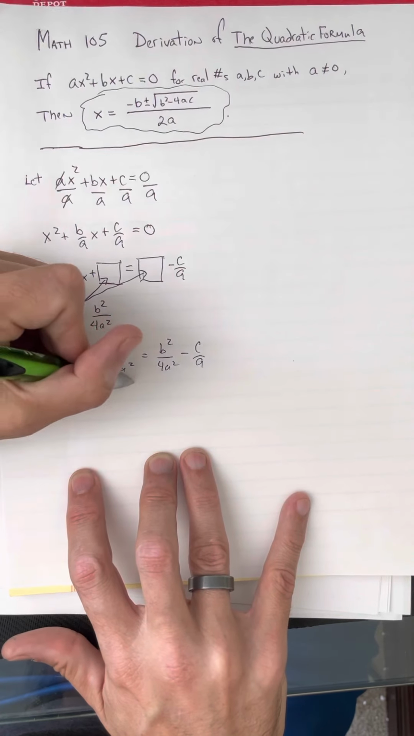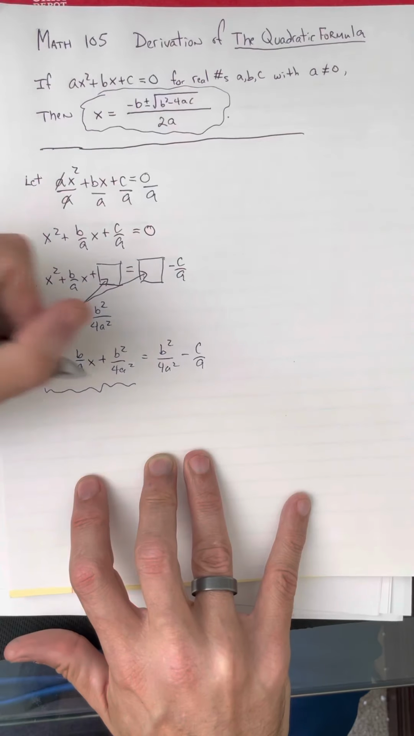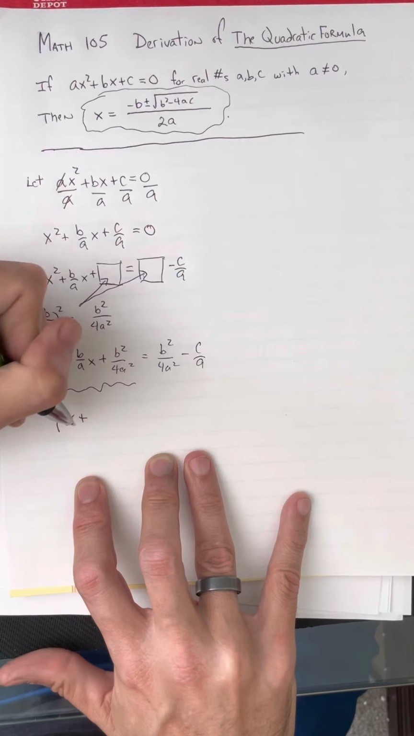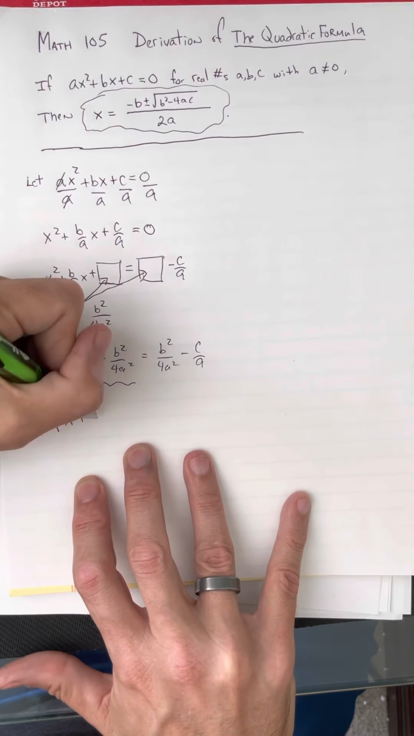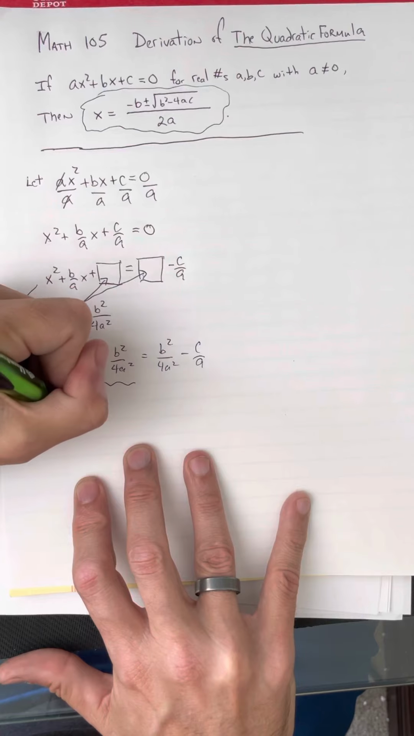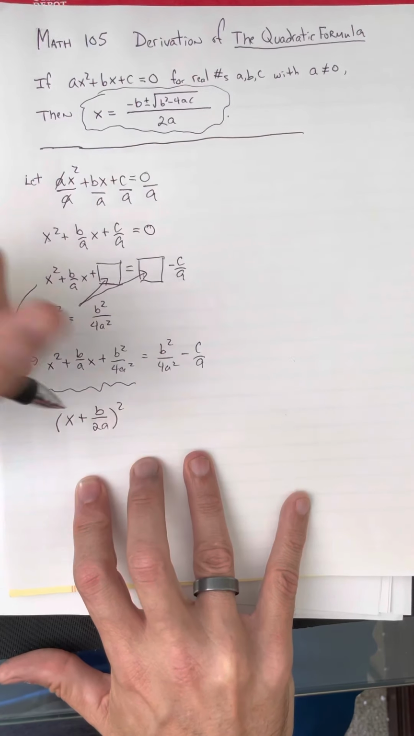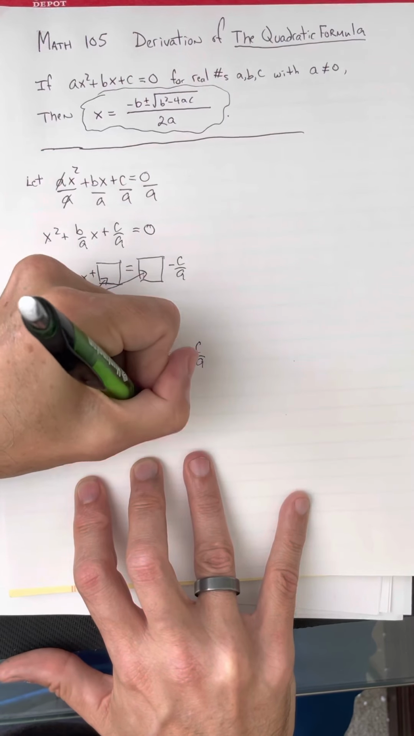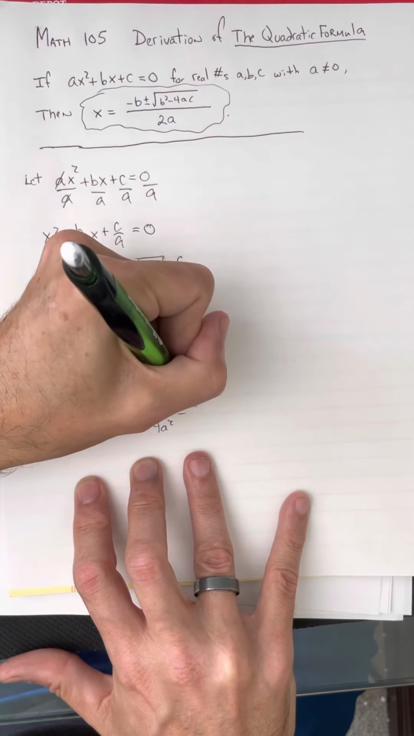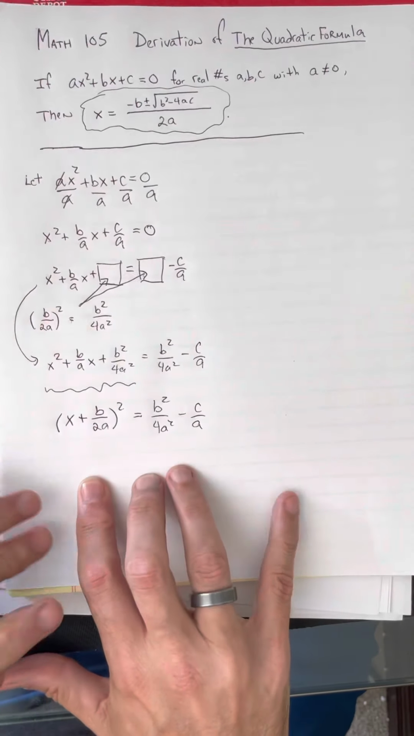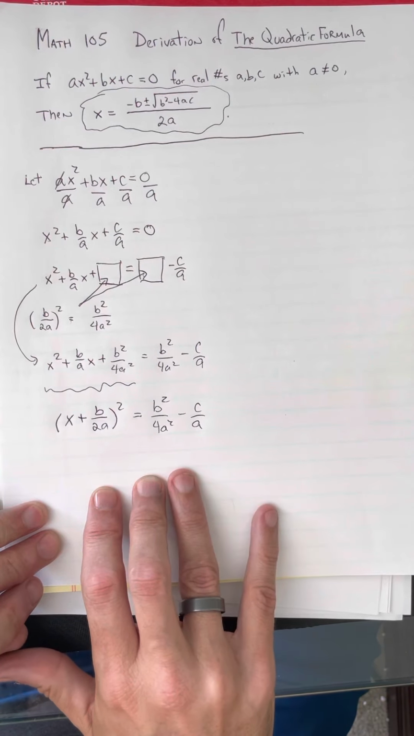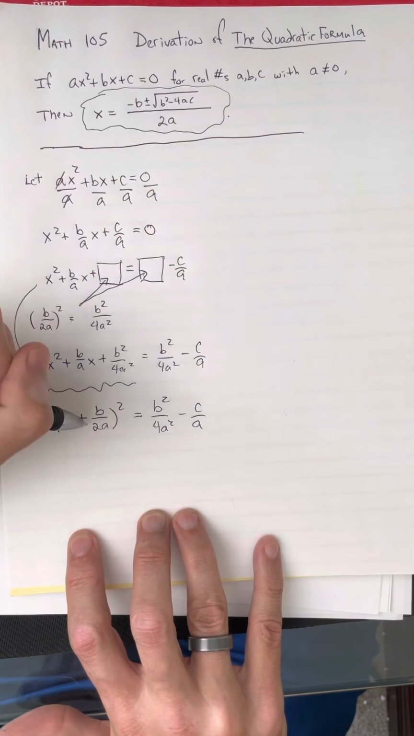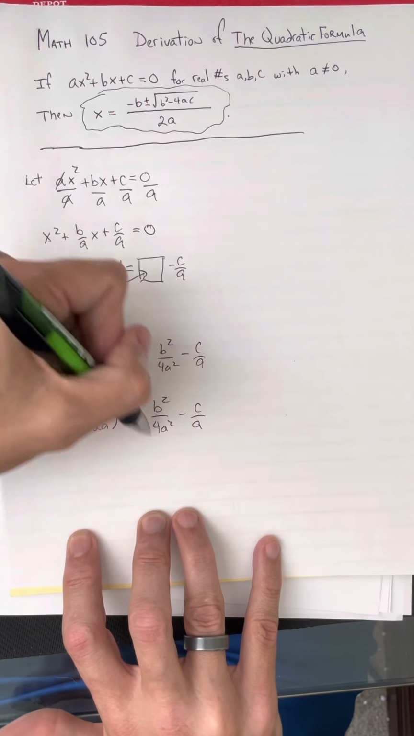Again, the reason we do that is that now this thing's a perfect square. If you factored this, you'd say, oh, this is actually x plus b over 2a, quantity squared. And so that's going to equal b squared over 4a squared minus c over a. Now we're set up to solve by taking square roots. I've got an expression squared equals, this is ugly, but it's just some number.